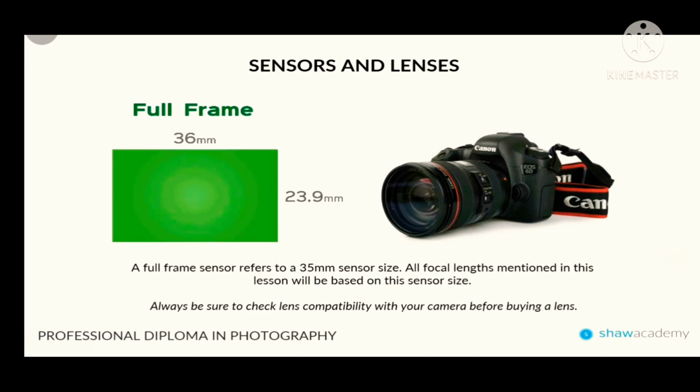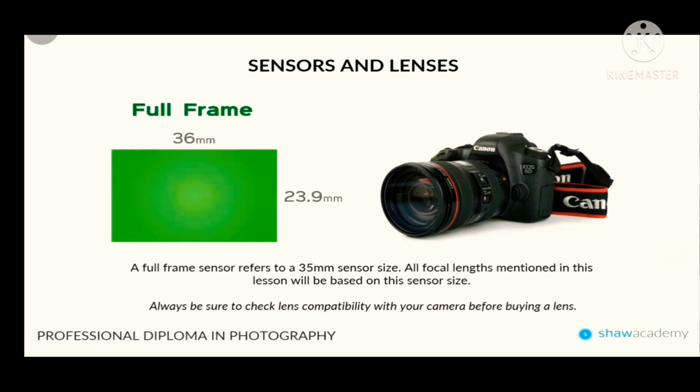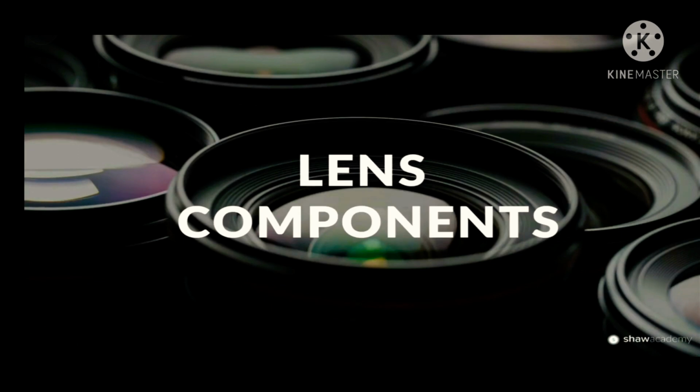But always be sure to check lens compatibility with your camera before buying the lens. Always check online or with your local camera shop. But for those of you who are a little bit more advanced and are wondering, we are going to be using a 35 millimeter full frame camera sensor size as the example throughout the rest of this lesson. It'll make much more sense to you as we continue on through this lesson and we start putting it into practice. But let's first of all have a look at our lens components.